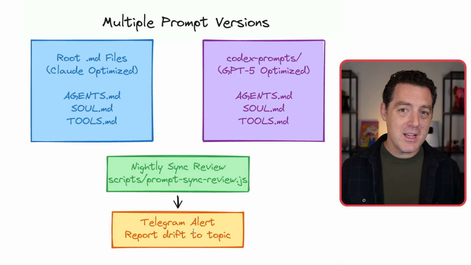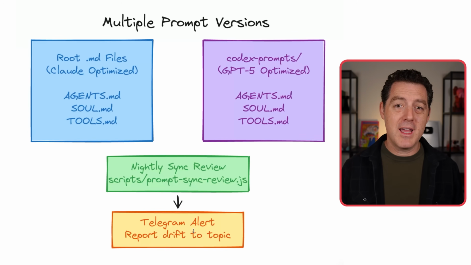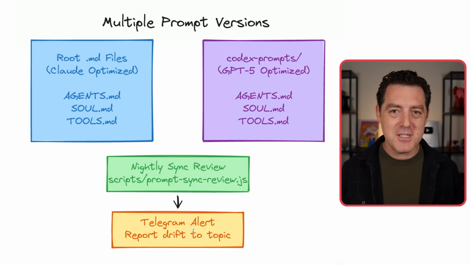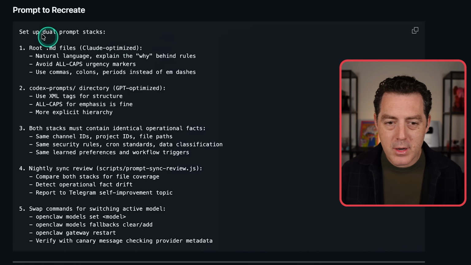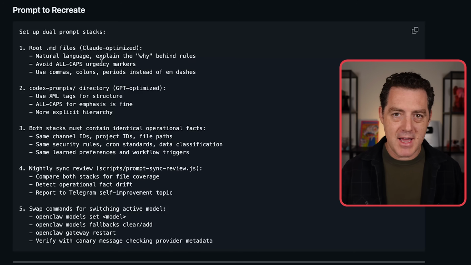So the longest these files would ever be out of sync is about 24 hours. So I highly recommend you do this. You will get such better results just by prompting it better. This is Prompt Engineering 101. So here's the prompt for that. Set up dual prompt stacks, root MD files, Claude, optimize natural language, explain why behind the rules. And you can also say reference this specific guide that I've downloaded.